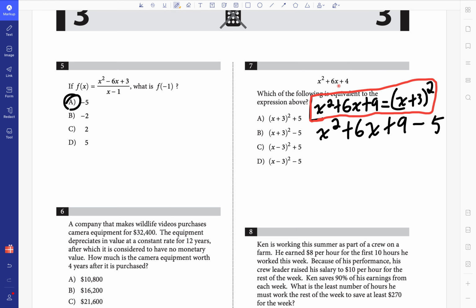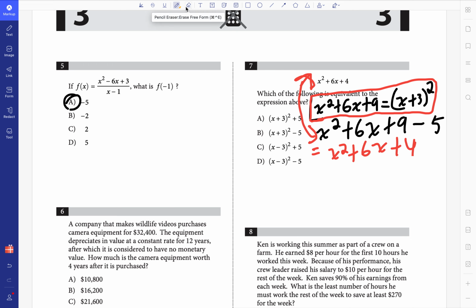This function is the same as x squared plus 6x plus 9 minus 5, right? Because 9 minus 5 is 4. So if I wanted to simplify this, I would get x squared plus 6x plus 4. So this function right here is the same thing as this function. This x squared plus 6x plus 9 minus 5 is the same as x squared plus 6x plus 4.